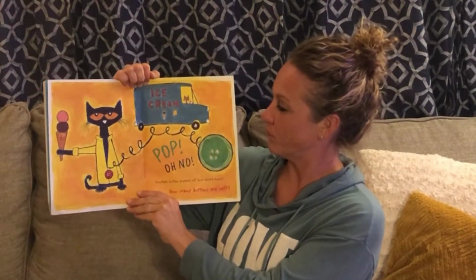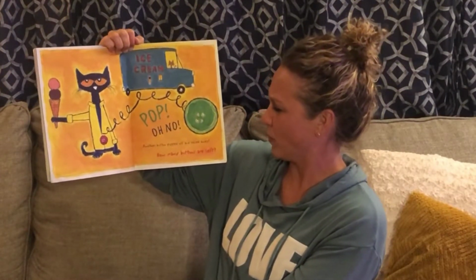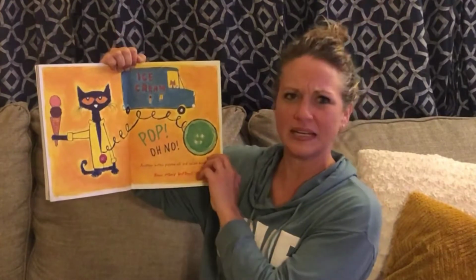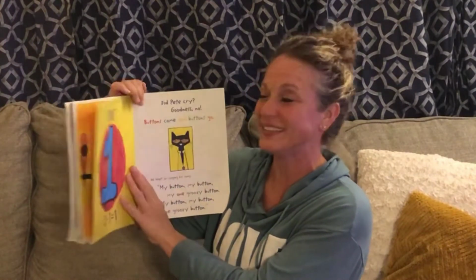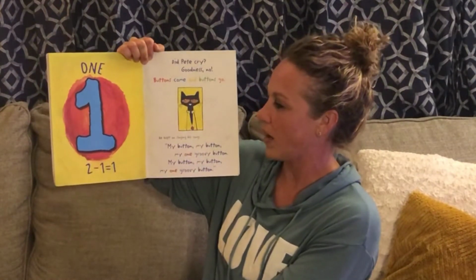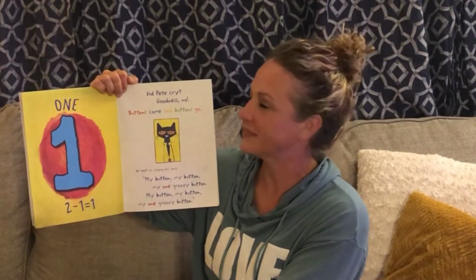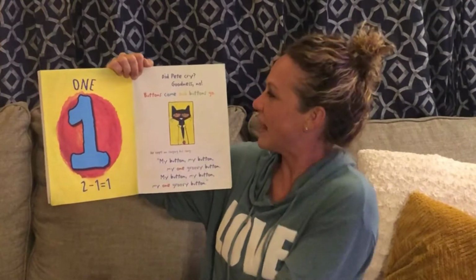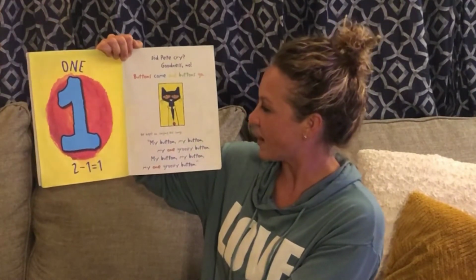Ooh. Pop! Oh no! Another button popped off and rolled away. How many buttons are left? He had 2 minus 1. You know it already. 1. 2 minus 1 equals 1. Did Pete cry? Goodness, no. Buttons come and buttons go. He kept on singing his song.